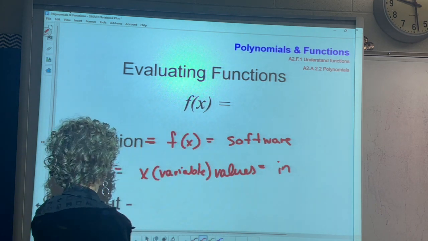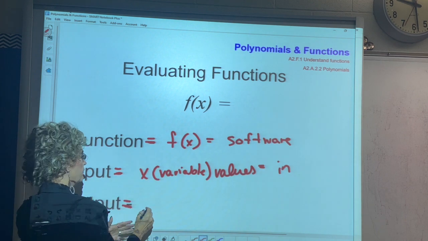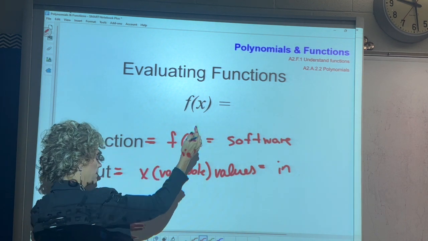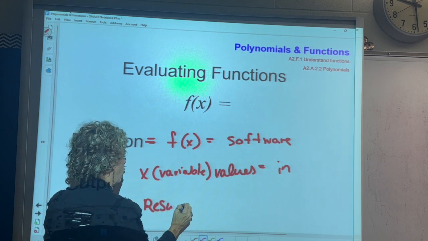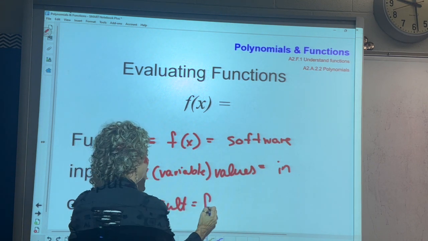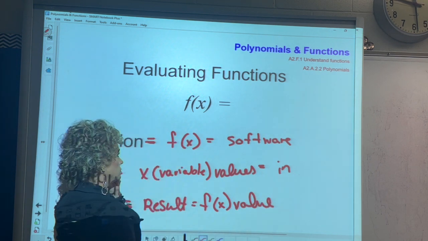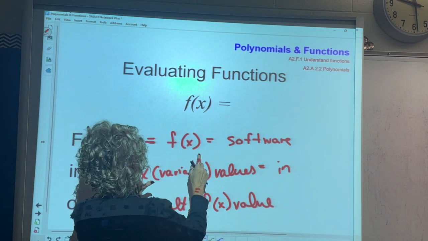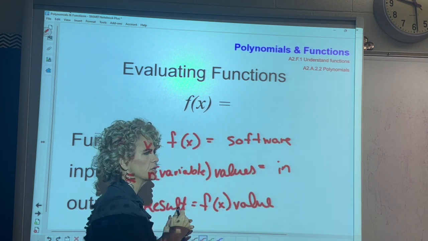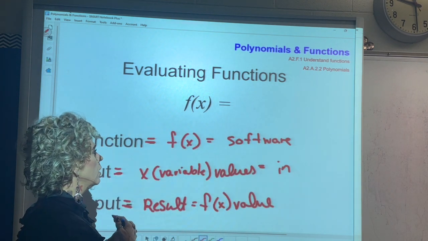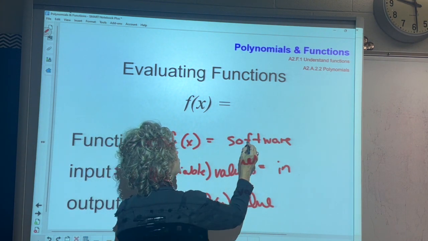That's our input. And our output values, okay? Our output values, remember f of x is the same as y. Our output values are our result. What do we get? It literally is our f of x value, okay? So our function is our software. This is what we want to happen, so to speak. This is how it works.